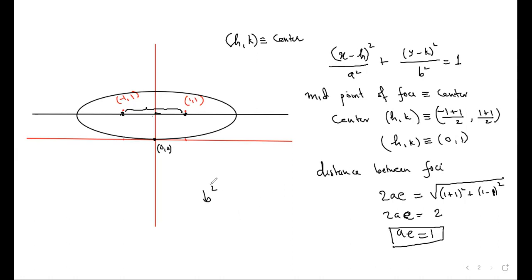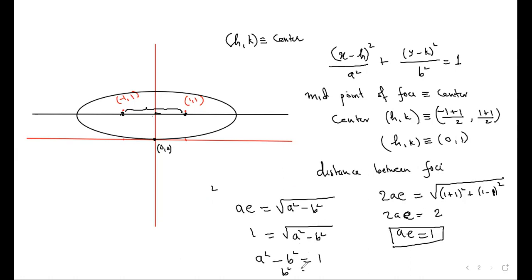Then b² is equal to a²(1 - e²). Or you can do it another way, another method. AE is 1, no? AE is always the root of a² - b². So 1 will be the root of a² - b². So a² - b² is 1. So b² can be replaced by a² - 1. Is that okay?